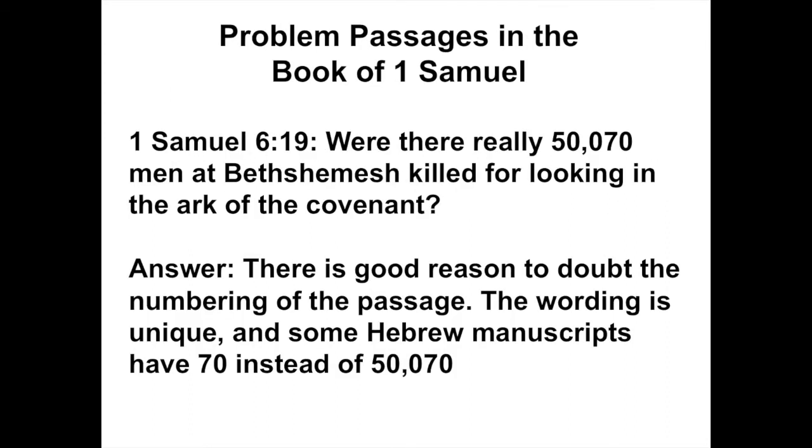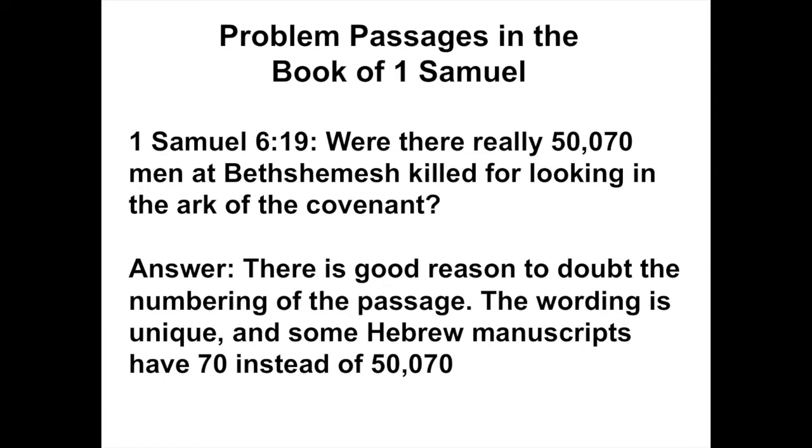Next, let's talk about some problem passages in the book of 1 Samuel, and we've got several of these, but then we'll conclude with this section of the problem passages in the book of 1 Samuel. First of all, 1 Samuel chapter 6, verse 19, were there really 50,070 men at Beth Shemesh killed for looking in the Ark of the Covenant? Well, actually, that's what 1 Samuel chapter 6, verse 19 says.